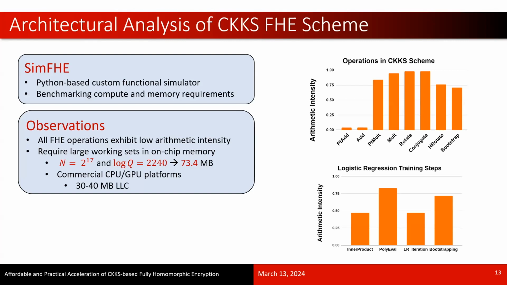With a practical parameter set, the size of the ciphertext itself is about 73 MB, and in addition, we have other data to manage. Our commercially available platforms only have 30 to 40 MB of last-level cache, which cannot accommodate these large data sets, which are 73 MB or double in size.